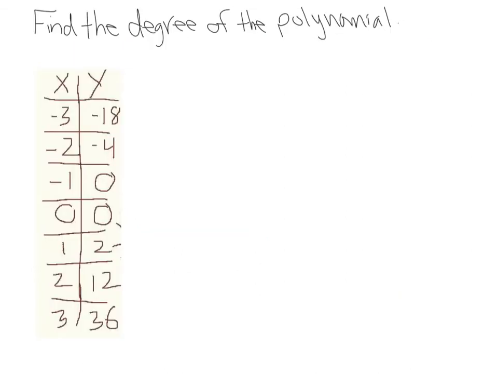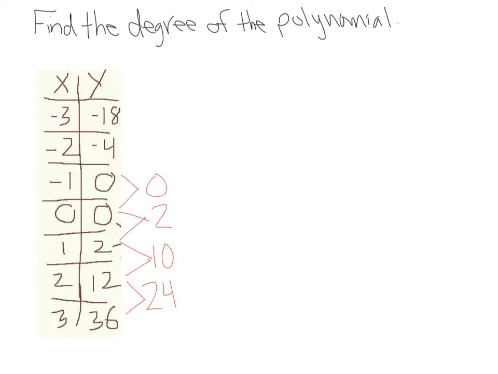Okay, so we are finding the degree given a table. So we are going to start by branching out. Remember, we do this using subtraction. So 36 minus 12 gives us 24. 12 minus 2 gives us 10. 2 minus 0 is 2. 0 minus 0 is 0.